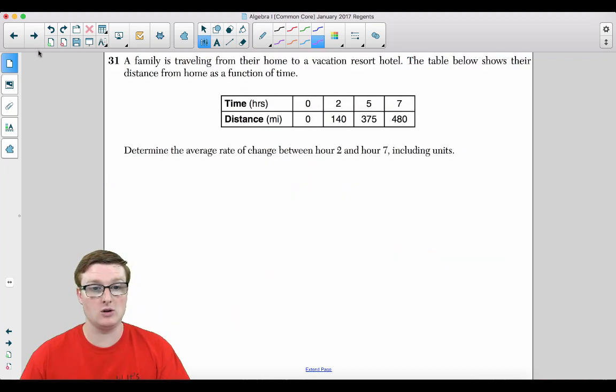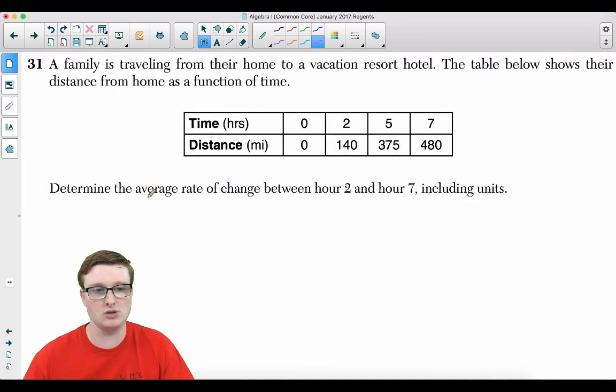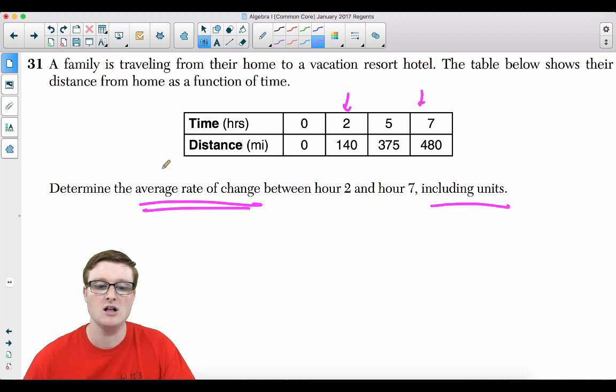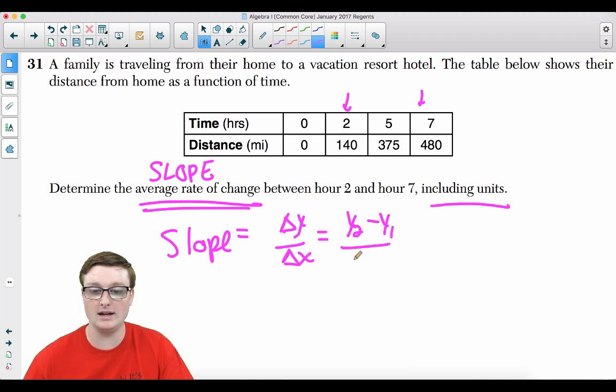Okay. Question 31. A family is traveling from their home to a vacation resort hotel. The table below shows their distance from home as a function of time. Determine the average rate of change between the 2nd hour and the 7th hour, including units. Average rate of change, you have to know that means slope. So, slope is equal to the change in y over the change in x, which is the same thing as saying y2 minus y1 over x2 minus x1.